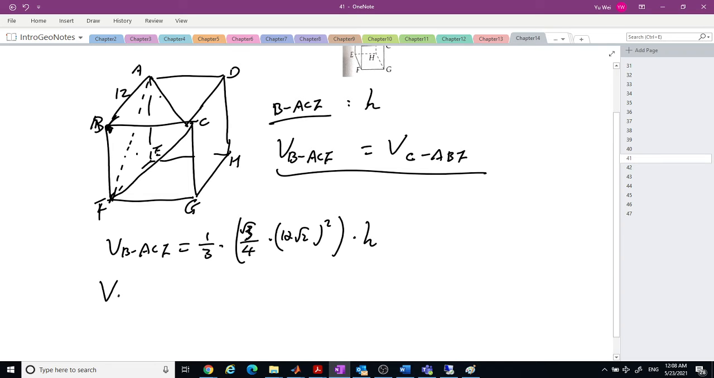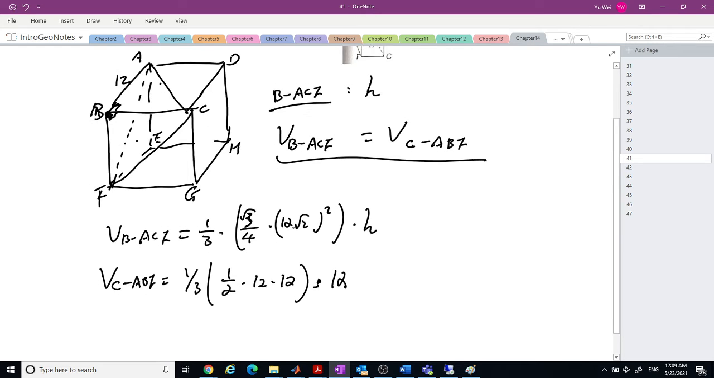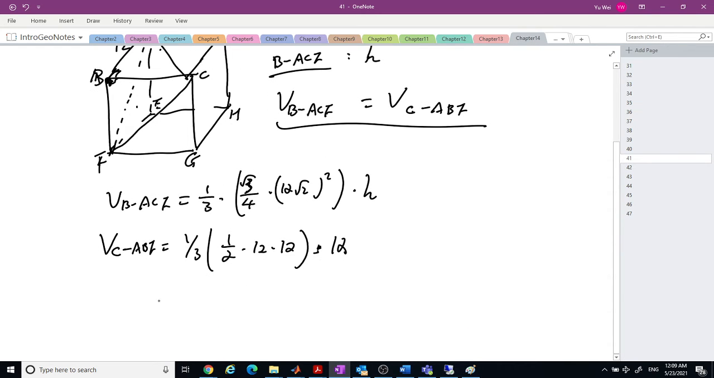Okay, now let's solve the C to the ABF. Okay, it's 1/3 as well. The ABF, okay, is a half of the 12 times the 12. Okay, then we times the height. The C to the ABF, okay, the height is also the 12. Okay, because these two are equal, then you can solve the H is equal to 4 root 3.